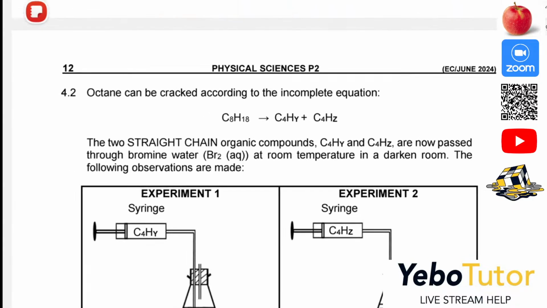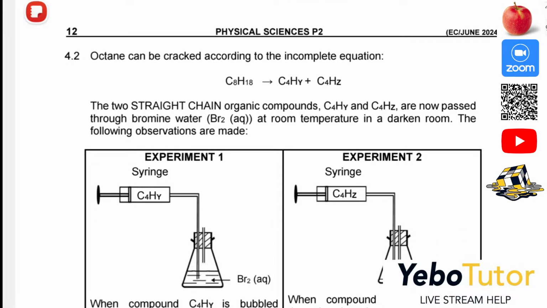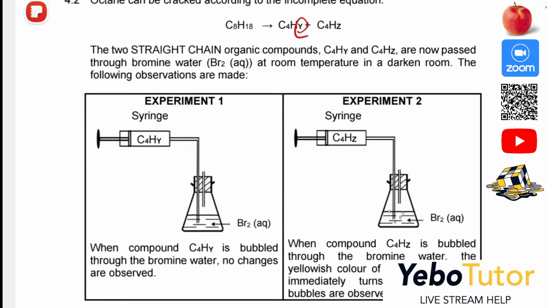Now let's look at 4.2. Octane can be cracked according to this incomplete equation. Why is it incomplete? Oh, we have Y there, which means we need to know what's the Y in the process. Now, the 2 straight chain organic compounds C4Hy and C4Hz are now passed through bromine water, Br2 aqueous, at room temperature in a darkened room. The following observations are made.